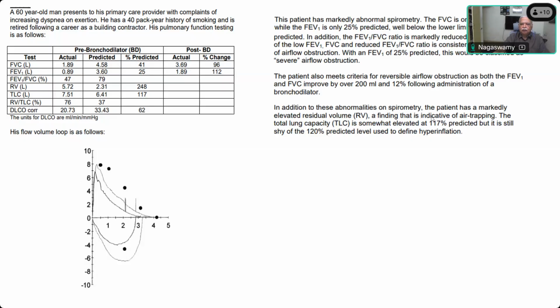In addition to the abnormalities on spirometry, the patient has a markedly elevated residual volume. The RV is 37 with a predicted of 76, and this finding is indicative of air trapping. The total lung capacity is somewhat elevated, 117% of predicted, but is still shy of the 120% predicted used to define hyperinflation. So this is not a case of hyperinflation, but it is a case of air trapping. So severe obstructive disease with air trapping is the answer for this case. And the DLCO is also slightly low, so a carbon monoxide diffusion problem is also there in this case.